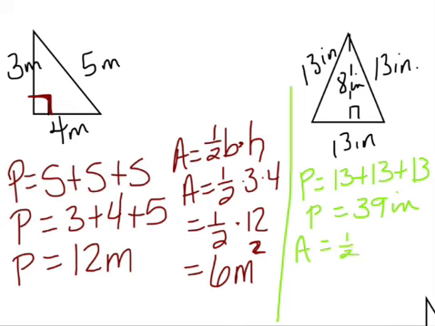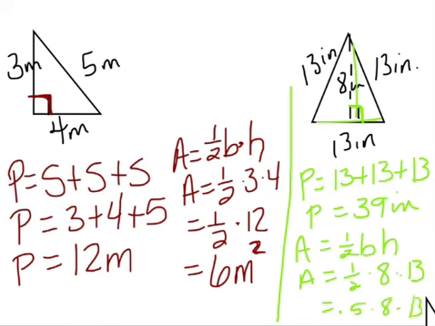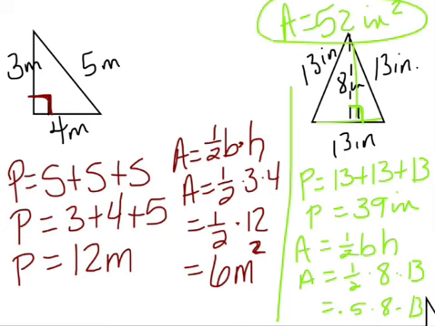Area equals 1/2 base times height. So my area is equal to 1/2. Again, I'm looking for the two that make that right angle. So that's the 8 and the 13. 1/2 times 8 times 13. So in my calculator, I'm going to do it like this. For 1/2, you remember the decimal equivalent for 1/2 is 0.5. So I'm going to do 0.5 times 8 times 13 is equal to 52. So I'm going to just write it up here. My area is equal to 52 inches squared. Okay? So that was my area for that triangle.